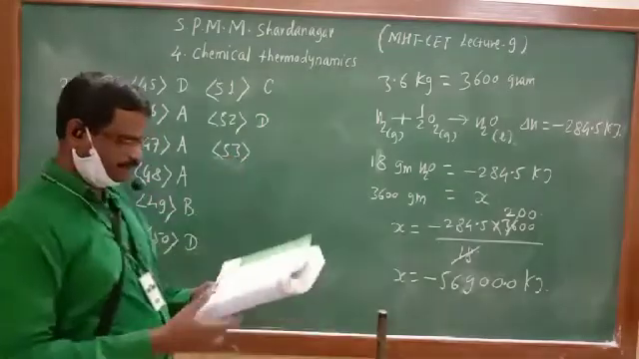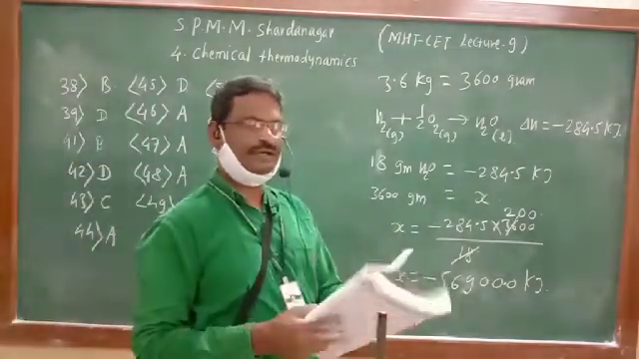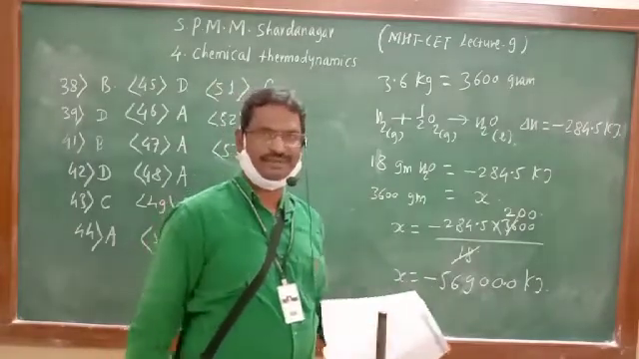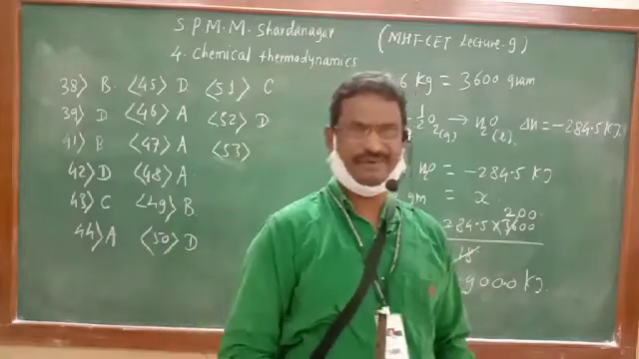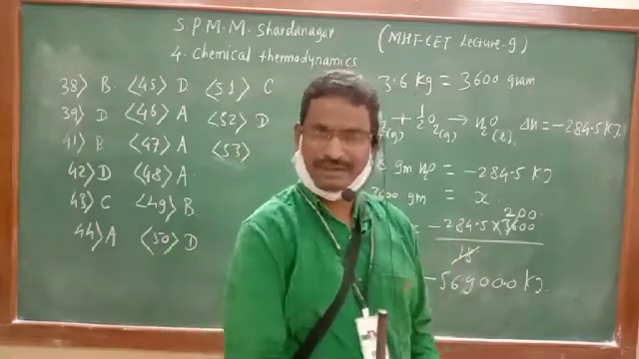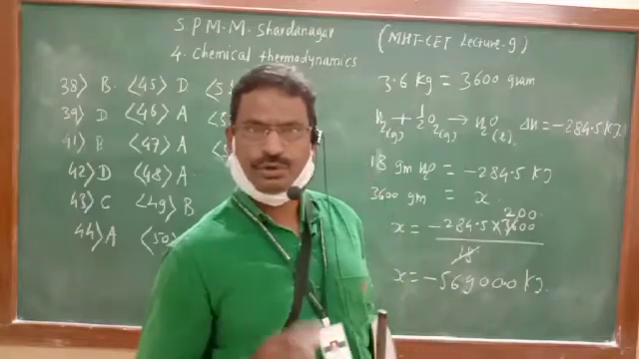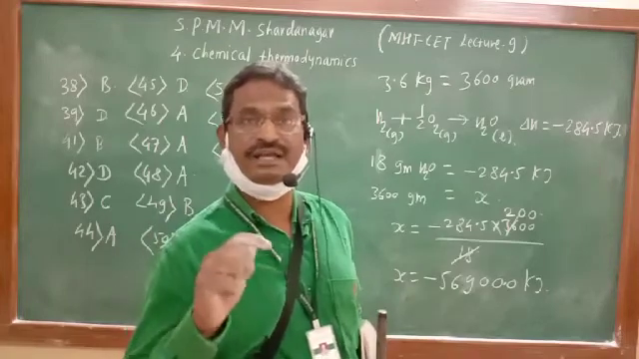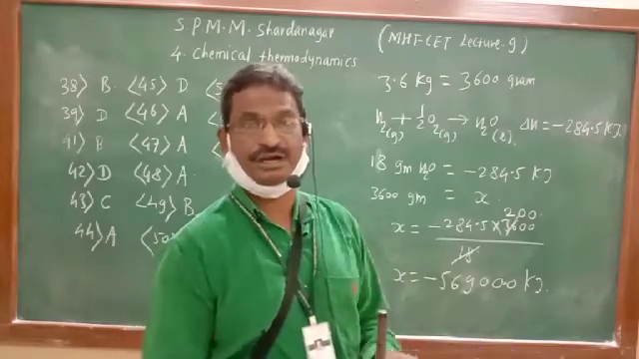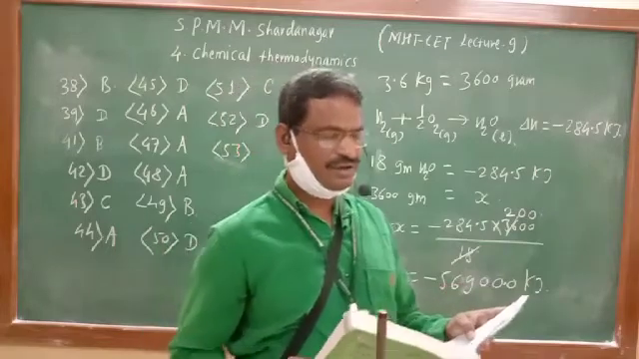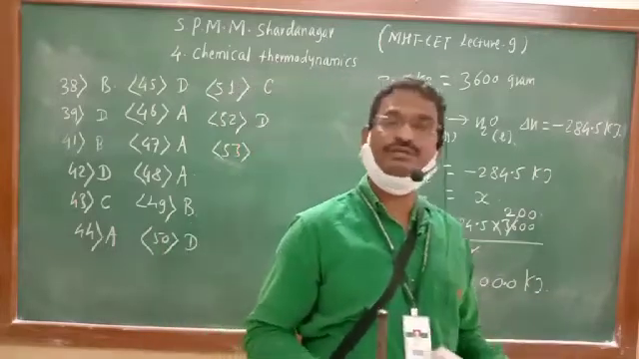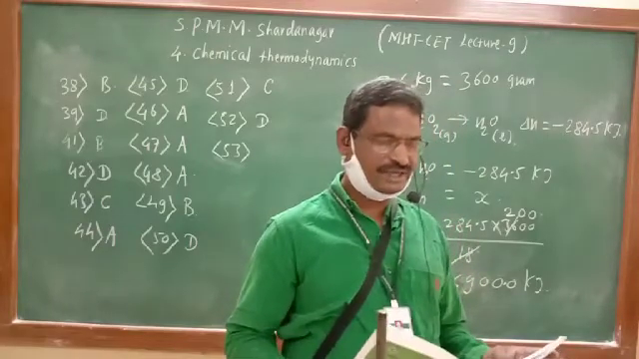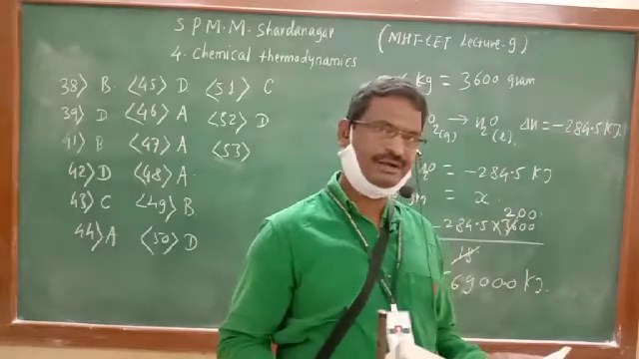Question number 53. Which of the following reactions represents the enthalpy of formation of AgCl? Formation is the process in which 1 mole of substance is formed from its constituent elements, not ions. See the 4 options. First one is ions, so not correct. Second, the substance is directly given, not correct.